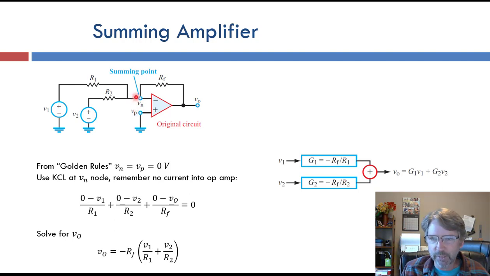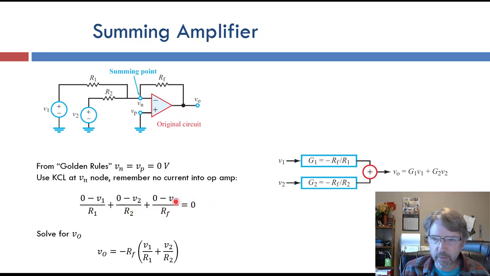So if we do Kirchhoff's current law here, assuming that Vn is 0, because Vp equals Vn and Vp is connected to ground, it looks like this. So Vn minus V1 over R1, that's the current going out on this branch, plus Vn minus V2 divided by R2, current going out on this branch. 0 minus V0 over Rf is the current going out on that branch, and those have to sum to 0.